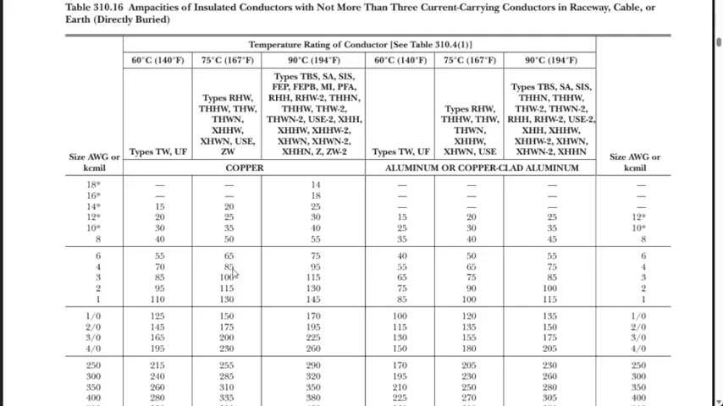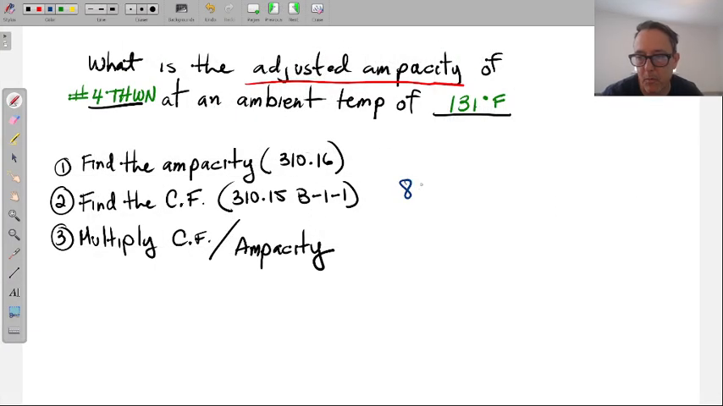THWN, not THWN-2. There's an easy slip on a question: just the wrong column, two different answers. This one's just going to have a number at the end. THWN again, 85. All right, that was our starting point, 85.